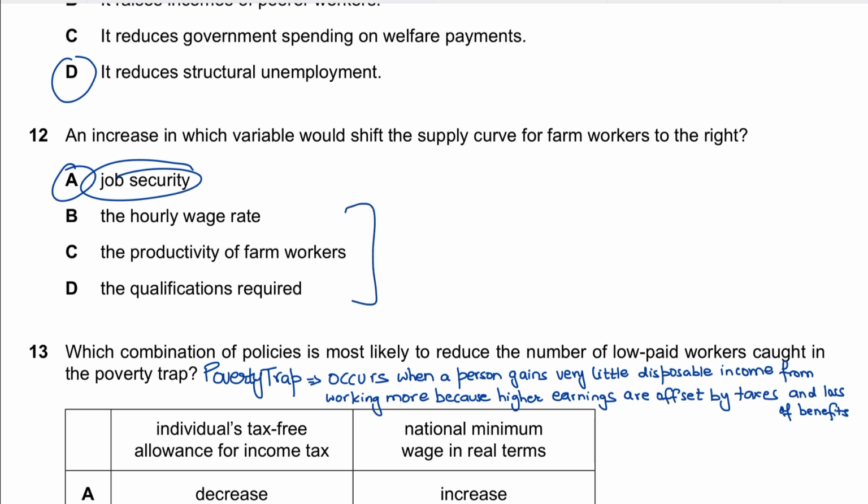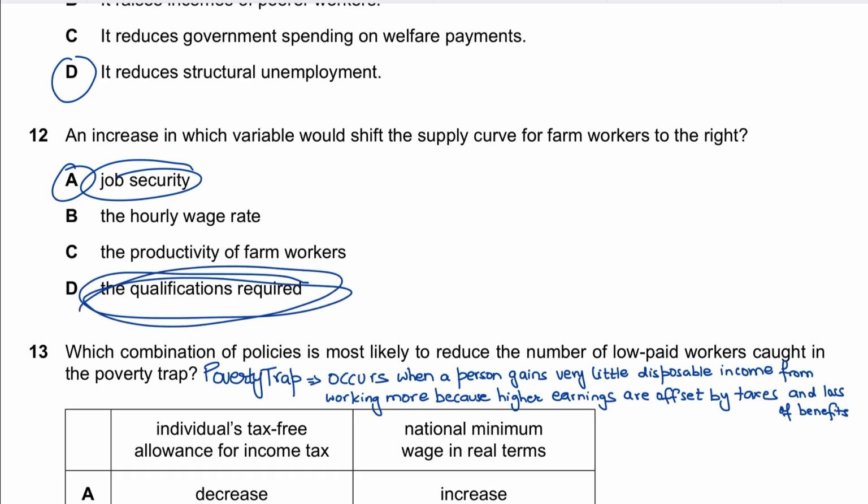By the way, the hourly wage rate would actually result in a movement along the labor supply curve, not a shift. But productivity would affect demand, and more qualifications required would actually end up reducing the supply, shifting it to the left. So that's incorrect as well.